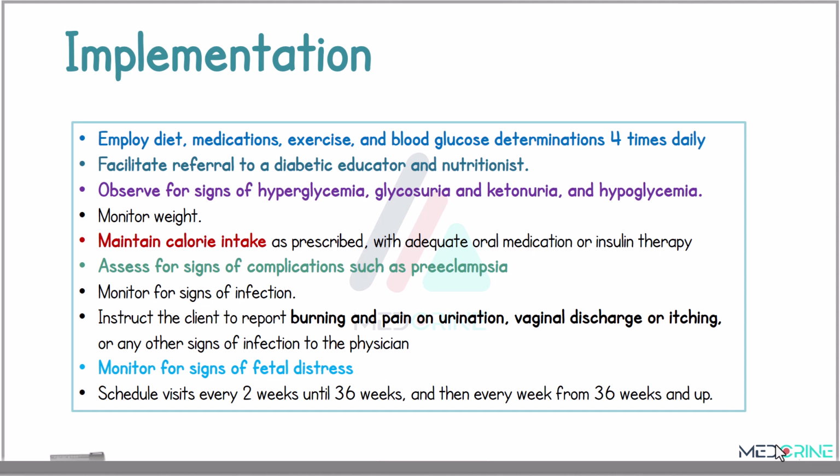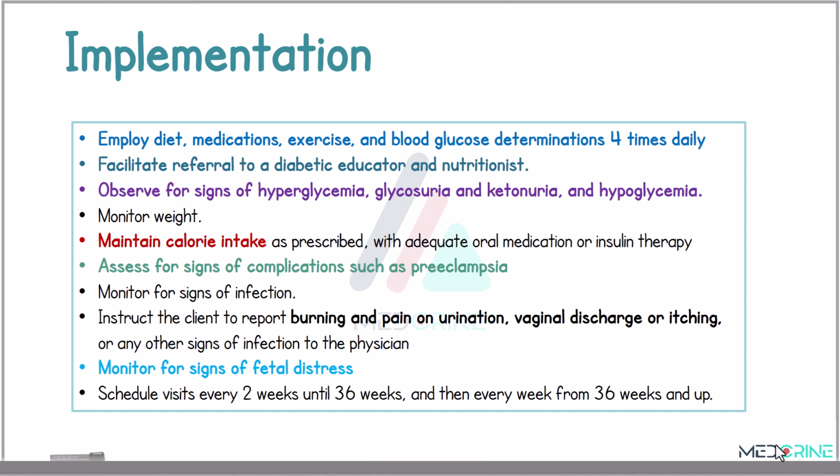What are the nursing implementations that we need to put in place when providing care for a patient with gestational diabetes mellitus? We need to employ diet, medication, and exercise together with blood glucose determination 4 times daily. We facilitate a referral of this client to a diabetic educator or a nutritionist. We observe for signs of hyperglycemia, glycosuria, ketonuria, and hypoglycemia. Patients with gestational diabetes will as well be required to perform weight monitoring.